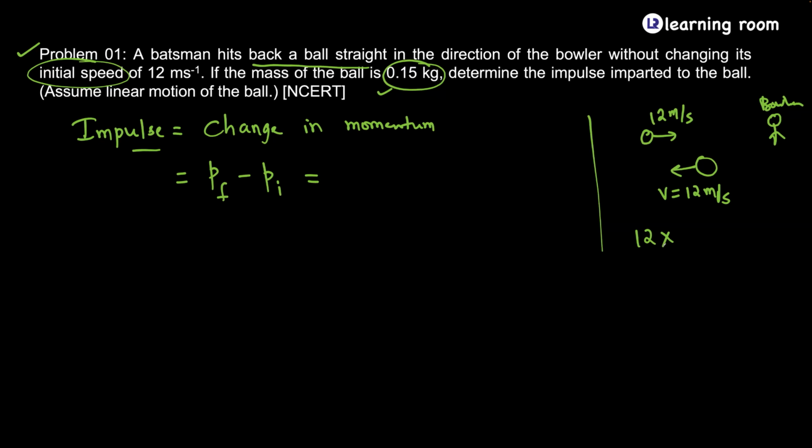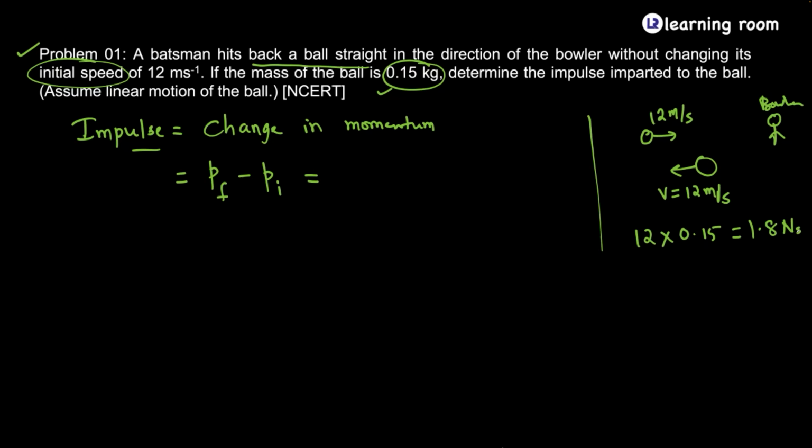Mass into velocity. Mass is 0.15, no? So 0.15 into 12 is how much? 15 into 12 is 180. So how much will it be? It will be 1.8. Right? It is 1.8 Newton second or kilogram meter per second.